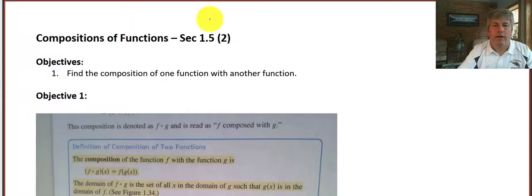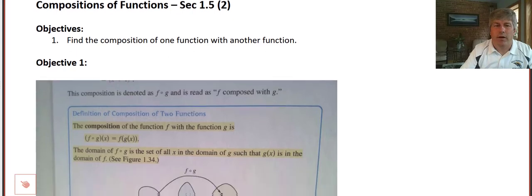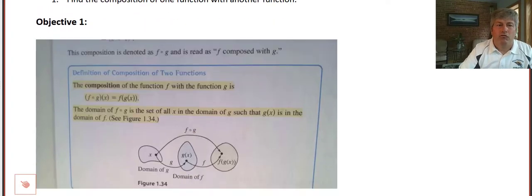Welcome back. In this video, our objectives are to find the compositions of functions. So we are going to be working with one function that's going to be placed inside of another function and evaluated. And if you do any kind of computer programming, you will see this quite often. Okay? So a composition of functions is denoted with this f of g, or f of g of x.